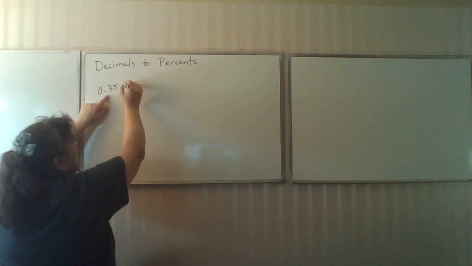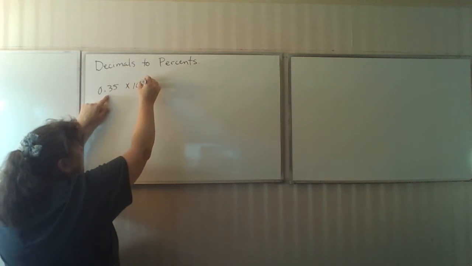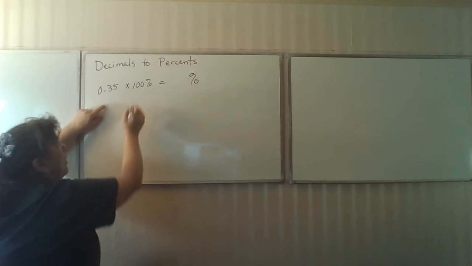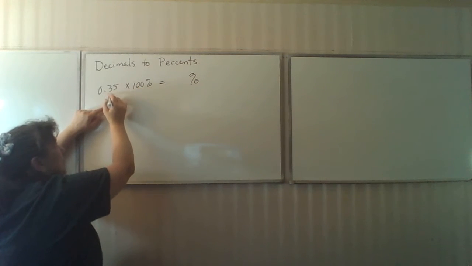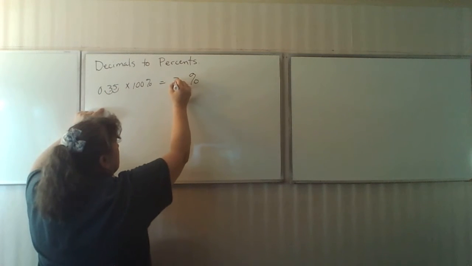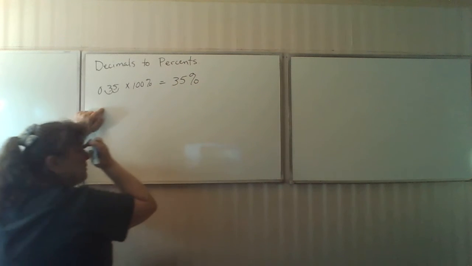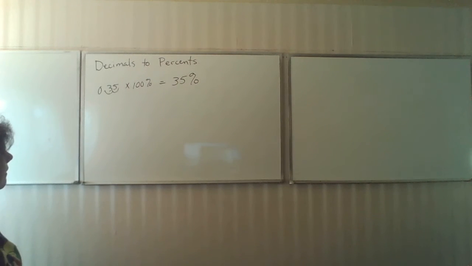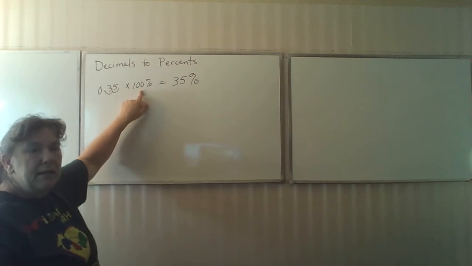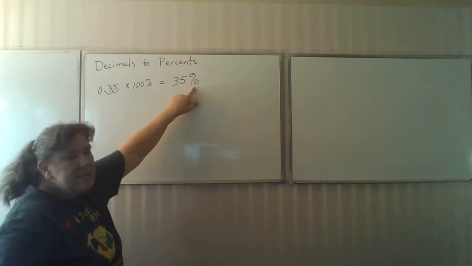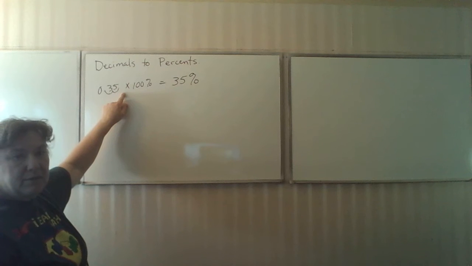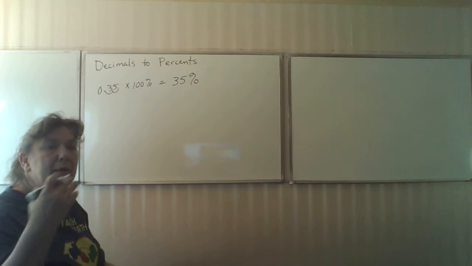Well, I'm going to multiply times 100%. That's going to give me my percent sign to put on the end. 100 times 35 moves that decimal 2 places to the right. So this is 35%. Not too hard, is it? So I take my decimal, multiply it by 100%, put my percent sign down, and then move my decimal 2 places to the right, because multiplying by 100 does that.